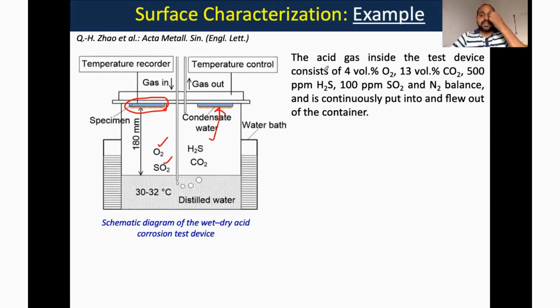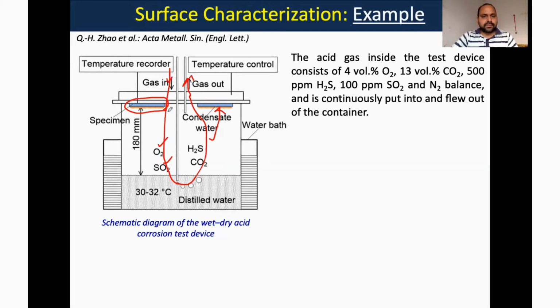The acid gas inside the test has 4 volume percent oxygen, 13 volume percent CO2, 500 ppm H2S, and 100 ppm SO2, with the balance being nitrogen, and it is continuously put into and flowed out of the container. This is the gas in, creating some bubbles, and then this is the gas out. Gas is going this way and then going out from here. So this is the overall setup.